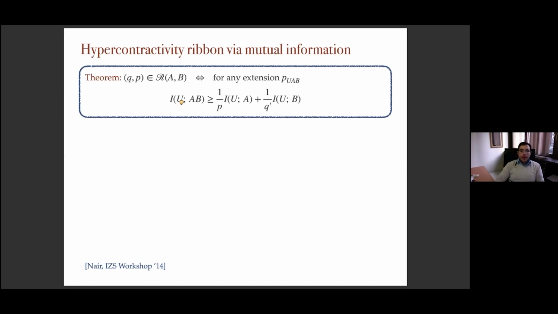Which is a surprise because when you first look at it, mutual information is additive, but with some inequality, it characterizes the hypercontractive ribbon, which is a measure of correlation with the tensorization property.